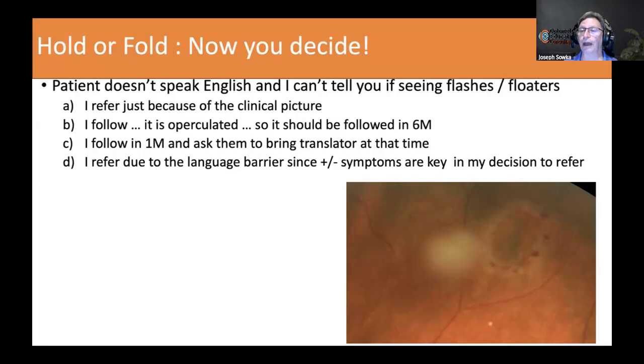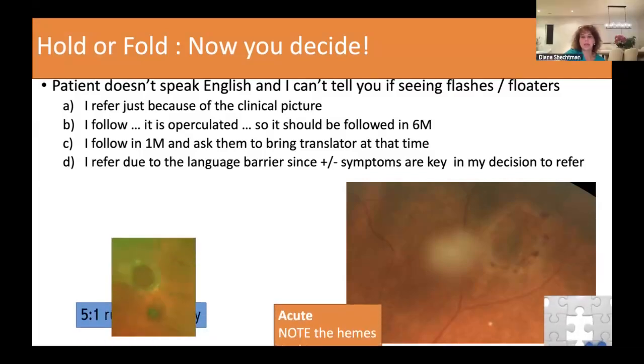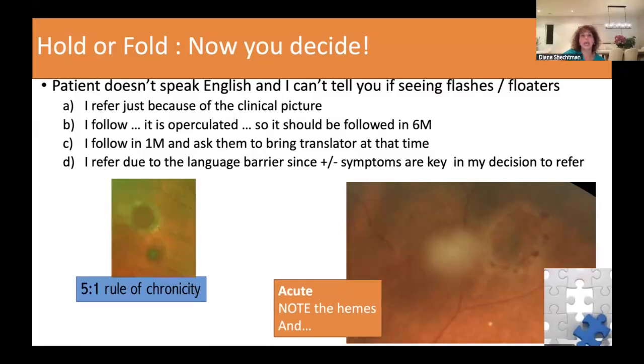The majority side refer because of the clinical picture. Follow, I refer due to the language barrier since the symptoms are key in my decision to refer. I follow in 1 month, ask them to bring a translator at that time, or I follow, it's a percolated hole, so should be followed in about 6 months. I would say in this particular case, every answer is okay, except I would definitely not just follow in 6 months just because it's a percolated hole.